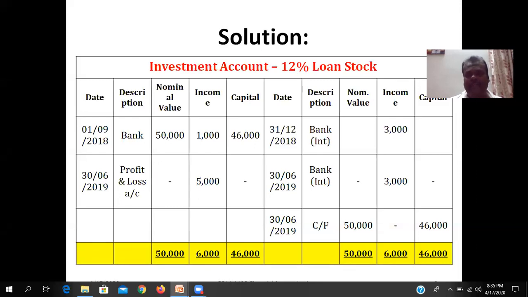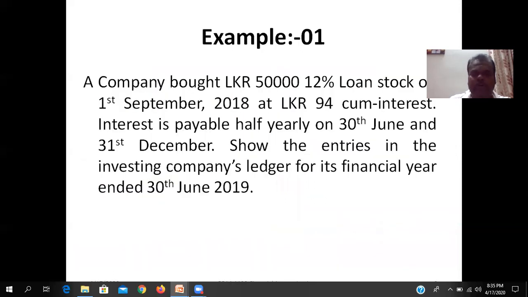So finally we can see what entry we have made for the purchase of investment. It is debited to the investment account, 50,000 in the nominal column, income 1,000 rupees and capital value 46,000. I think you all have understood this one. So on 1st September 2018, the investment was purchased and the entry was made. What is next? We don't have any more transactions, but we have to close the account on 30th June 2019.